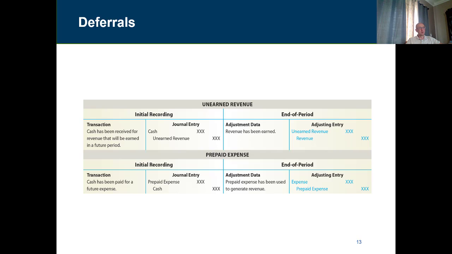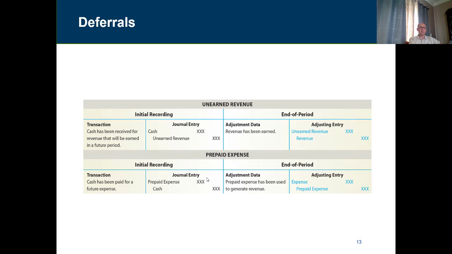So like we did with accruals, let's see this table for deferrals. We have here an example where cash has been received for revenue that will be earned in a future period. So what happened is that when we received the cash, we debited cash and we recorded the unearned revenue. Now the revenue has been provided, so we need to record this adjusting entry. We debit unearned revenue, which is the liability, and then we credit the revenue. And that's the adjustment that we need to do once we provide the service to the customer.